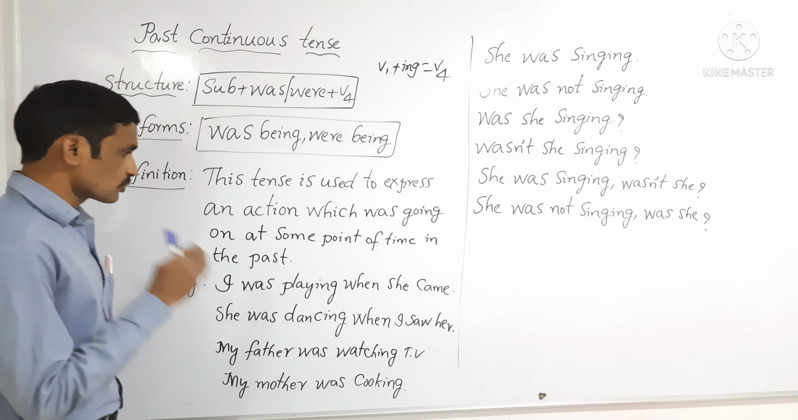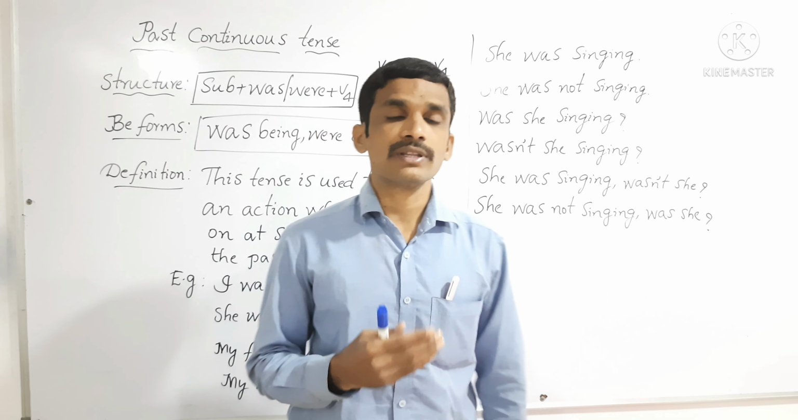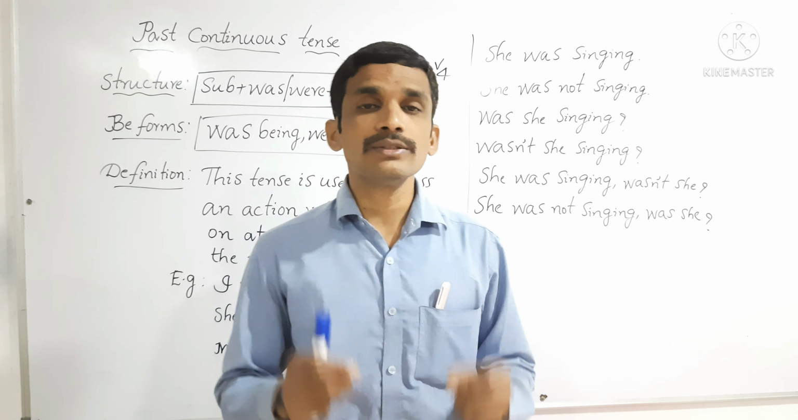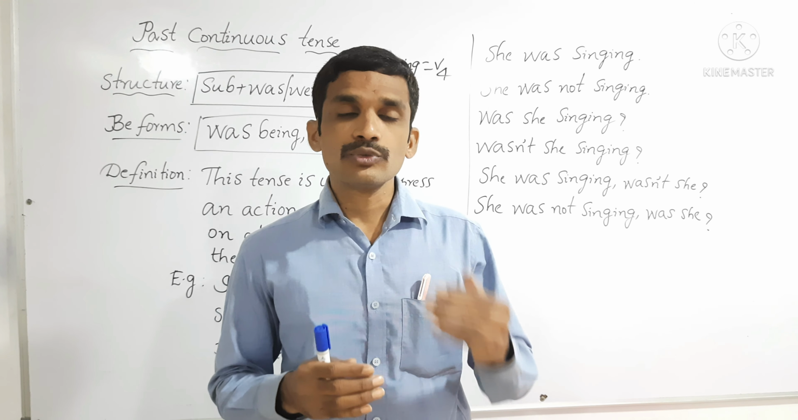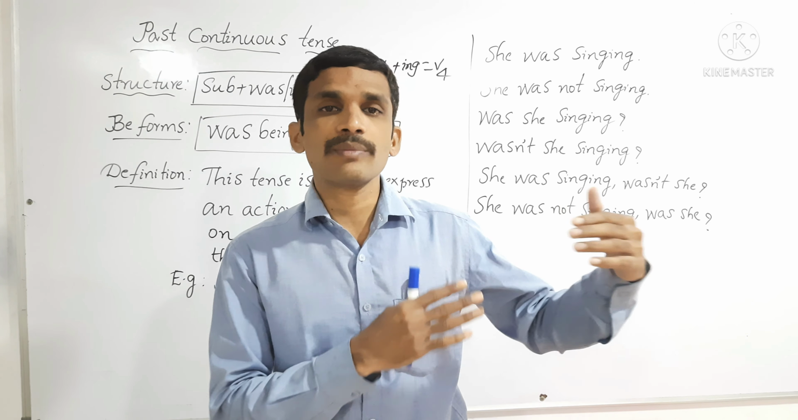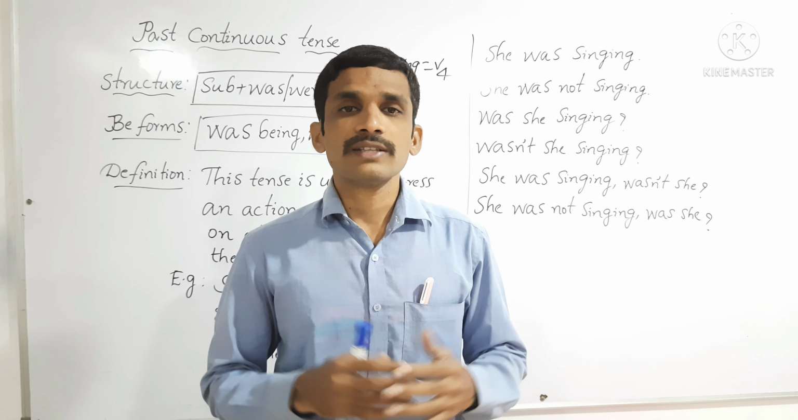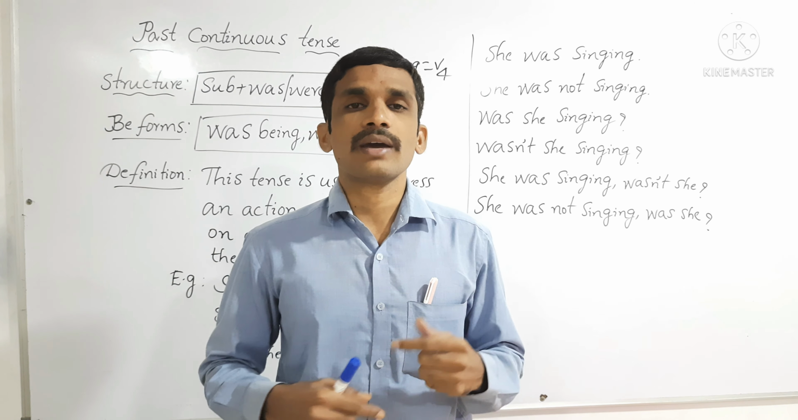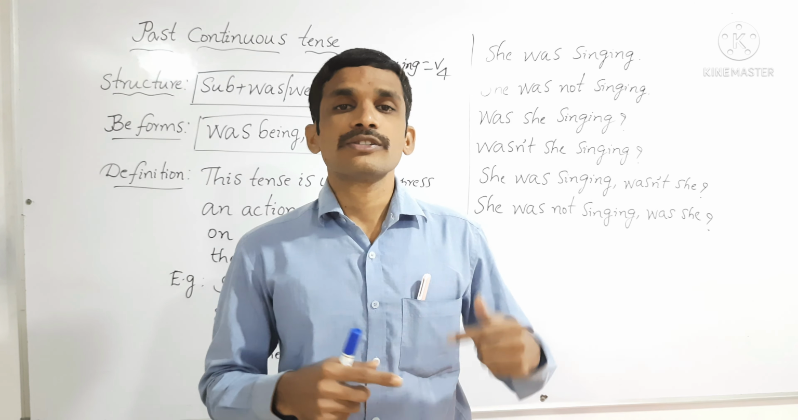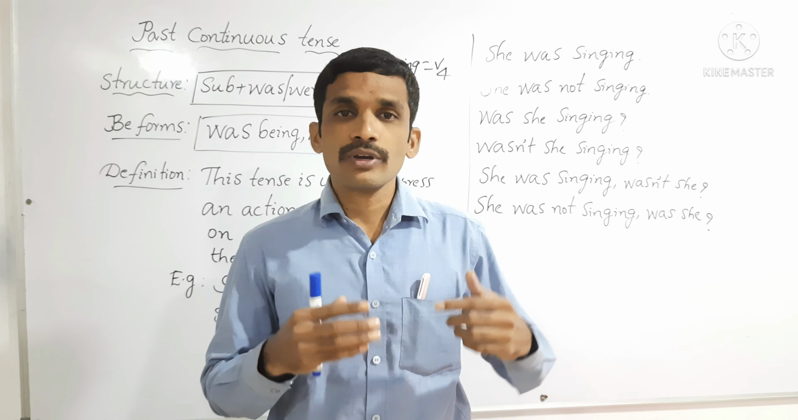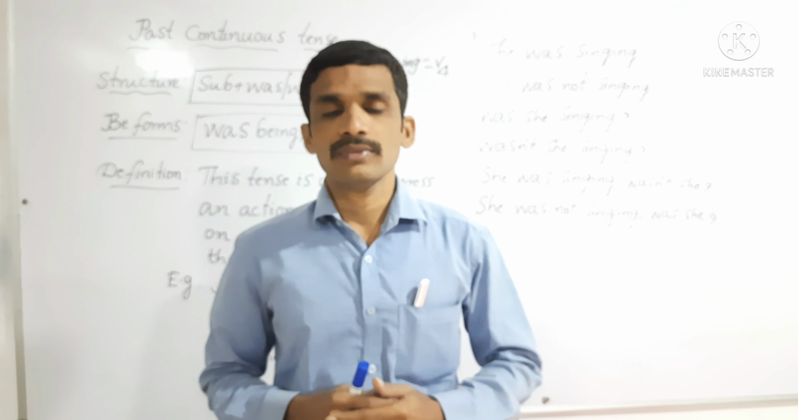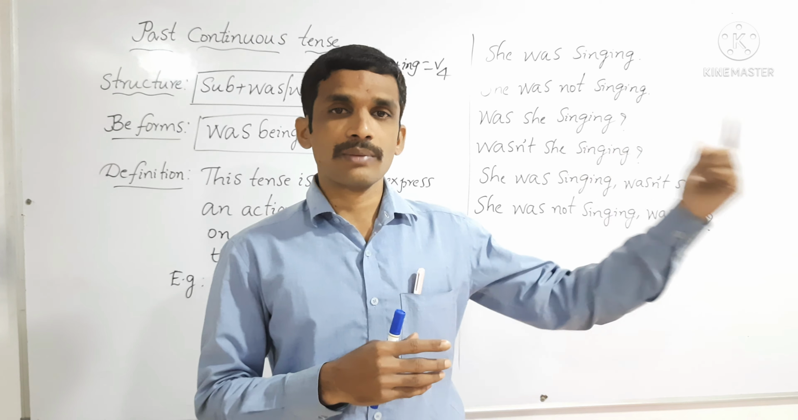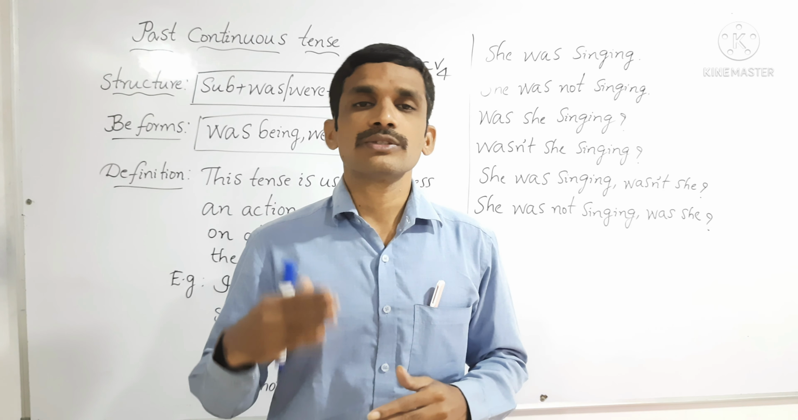Definition: this tense is used to express an action which was going on at some point of time in the past. The action is not going on now. If the action is going on now at the time of speaking, that is present continuous tense. If the action was going on at some point of time in the past, that is called past continuous tense or past progressive tense.